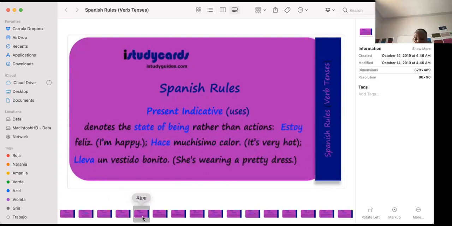You also use the present indicative when it denotes the state of being. Estoy feliz. That's like in English, I'm happy. Hace muchísimo calor. It's very hot. Okay, you're talking about not an action, but state of being. I'm happy. It's very hot. Lleva un vestido bonito. She's wearing a pretty dress. Okay, where in English you would use the present progressive, in Spanish you do not.